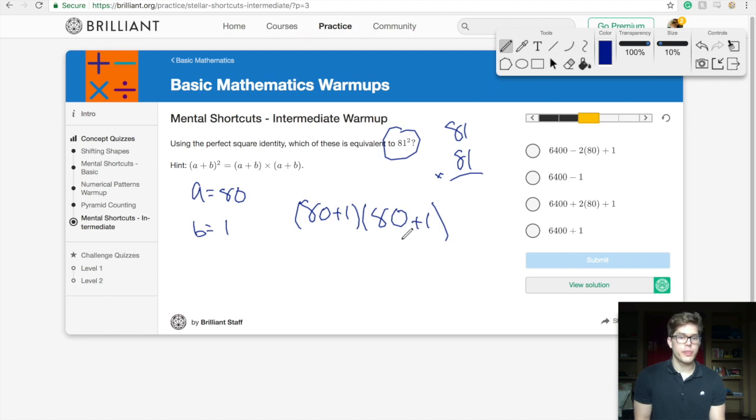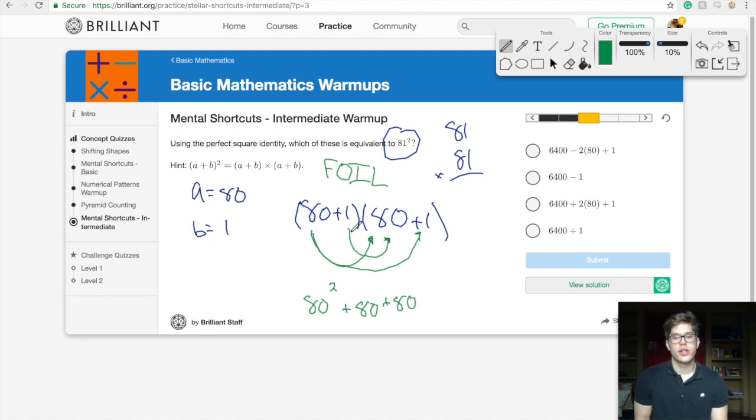And then how do you multiply this out? It's what's often referred to as FOIL. You'll hear this term a lot in your math class. Oh, just FOIL the terms. And what this stands for is first, outer, inner, last. So we multiply our first terms together. So we have 80 times 80, so 80 squared. Then we have our outer terms, so 80 times 1. So this is plus 80. Our inner terms, 1 times 80, so plus another 80. And then our 1 times our 1, our last terms. And this would be plus 1 squared.